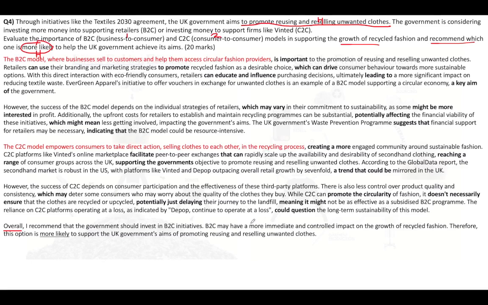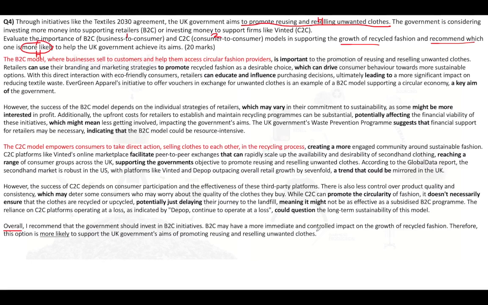B2C may have more immediate and controlled impact on the growth of recycled fashion. I'm not going to repeat the argument, we've already put it into a point. Therefore, this option is more likely to support the government's aim of promoting reusing and reselling unwanted clothes. Okay, so we've already had this argument, so we're really looking for a justification that either badmouths C2C or supports this argument even more.